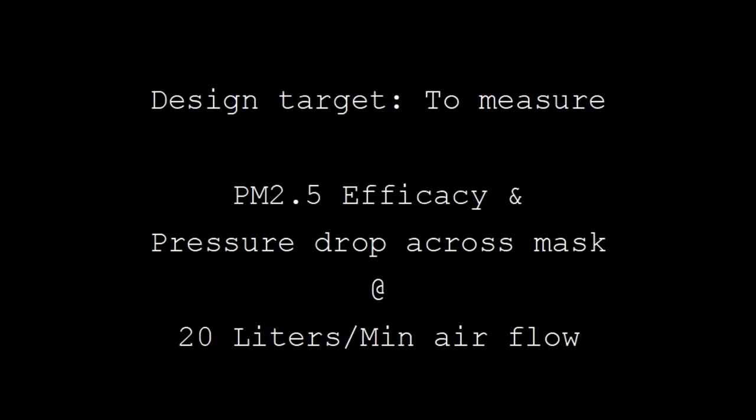The particulate filtration efficiency directly correlates to the ability of the mask to block out particles on which viruses and bacteria can ride on. These are 0.3 microns up to 10 microns. The pressure drop number of a mask indicates how easy or difficult it is to breathe through the mask.